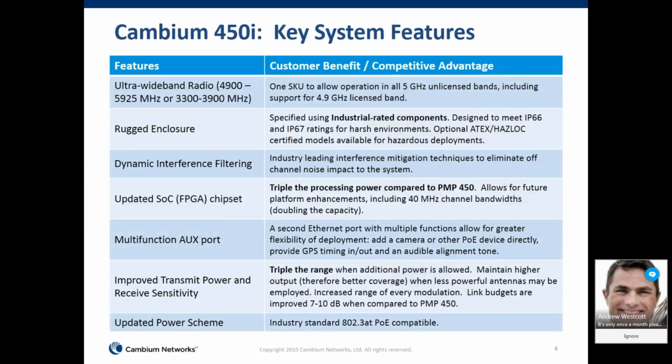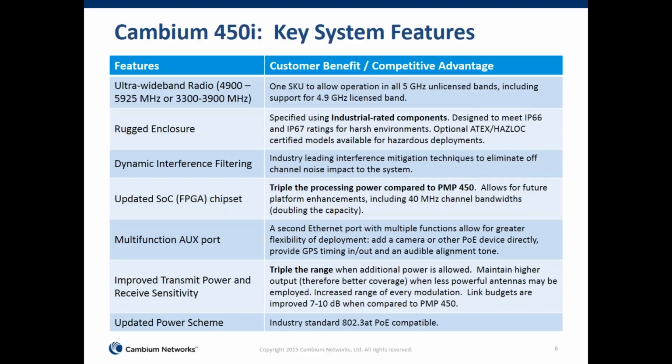So key system features, again, I mentioned for the 450i platform, they're wideband radios. The 5 gig covers the entire 5 gig band, and the 3 gig covers the entire 3 gig band. It's completely ruggedized, IP67, industrial rated components. The dynamic interference filtering helps eliminate noise. It is an updated FPGA chipset, so triple the processing power and abilities to support 40 meg channels.